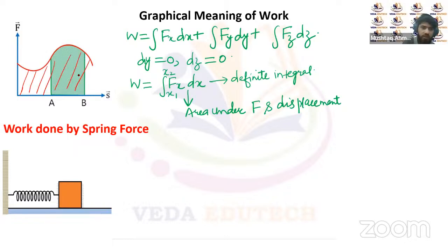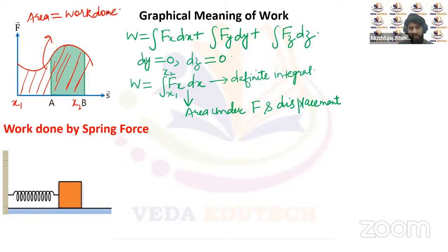If we calculate the total area under this curve between positions x1 and x2, this will give us the work done in displacing a body from position x1 to position x2. So this area will be equal to the work done. The area under the force and displacement graph gives us the work done between the two positions.